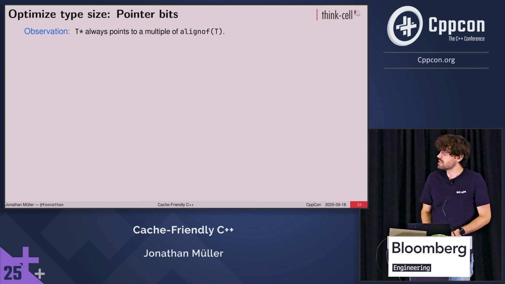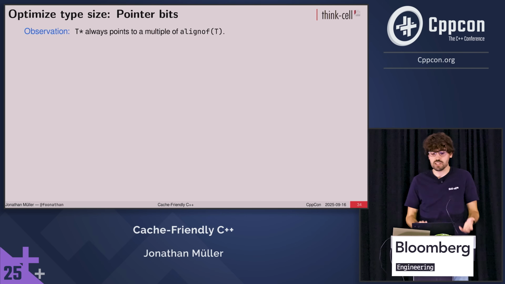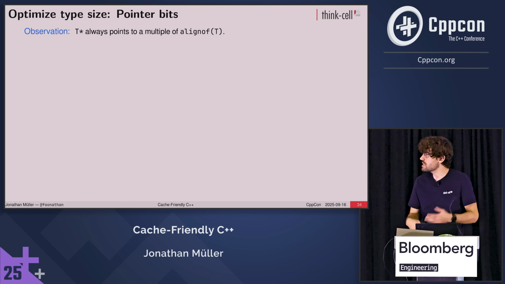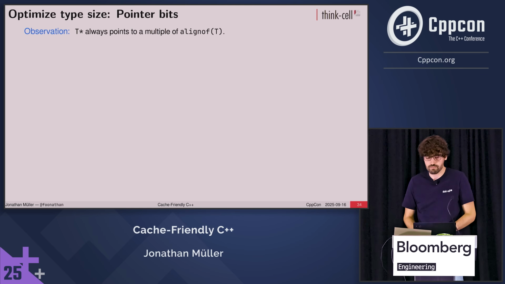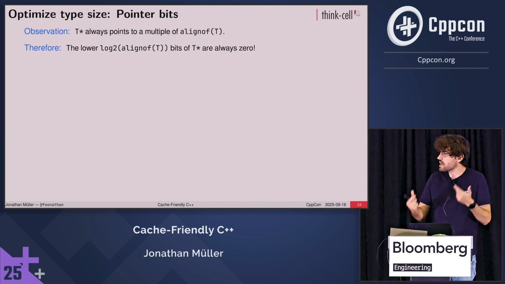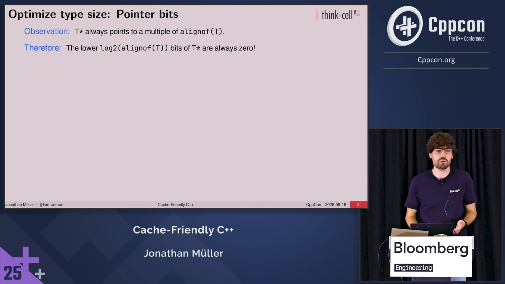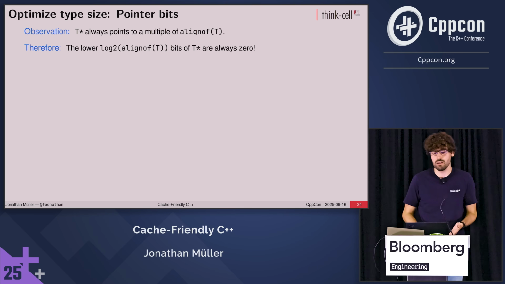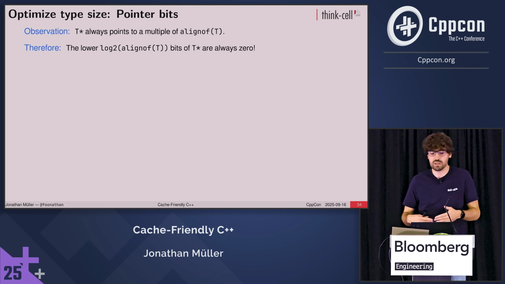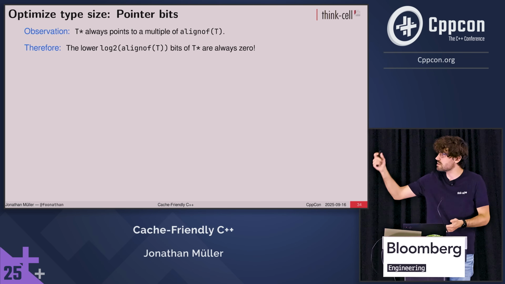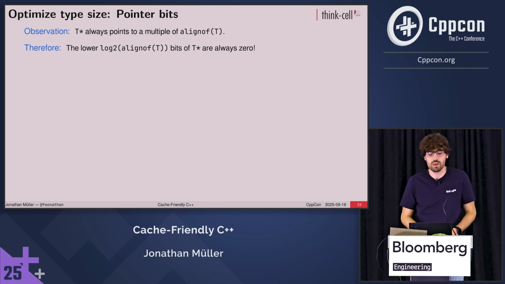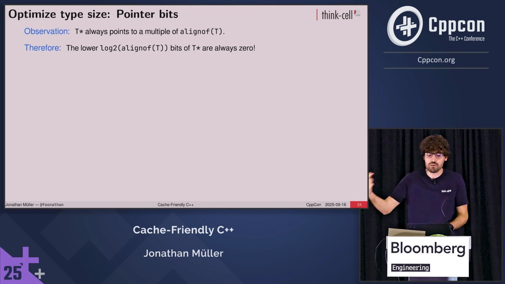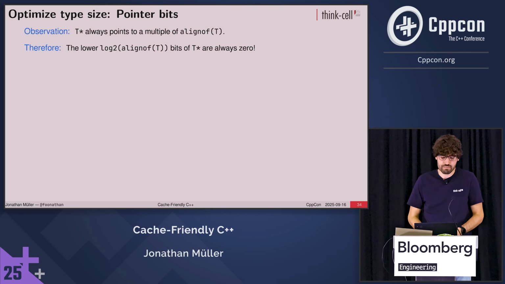But we can leverage alignment even further. If we have a pointer to t, because t objects have to be properly aligned, the pointer always points to a multiple of the alignment. That means that if you view it in binary, the lower bits are always 0, because that's what it means to be a multiple. Right? If you have an object that has to be at an even address, the last bit is always 0. And if it's divisible by four, the last 2 bits are 0. And because we know they're 0, we can use them and store whatever information we want in them.